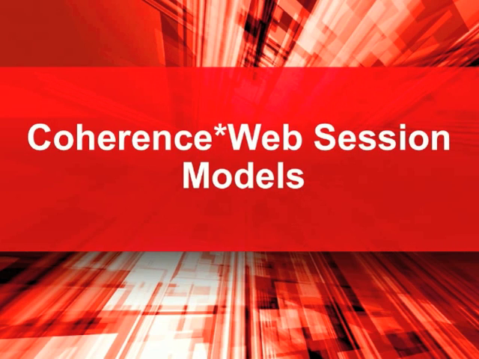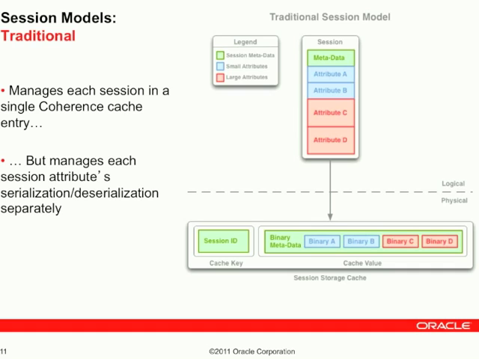Now let's talk a bit about some of the various session storage models that they have in Coherence Web. The first one we're going to describe is called the traditional model. In the traditional model, you configure the storage of HTTP session data through discrete attributes. In this case, each attribute that you store in the HTTP session gets serialized and deserialized separately. This is pretty consistent with the way a large number of application servers tend to implement their internal HTTP session replication. Thus, we refer to it as the traditional model.